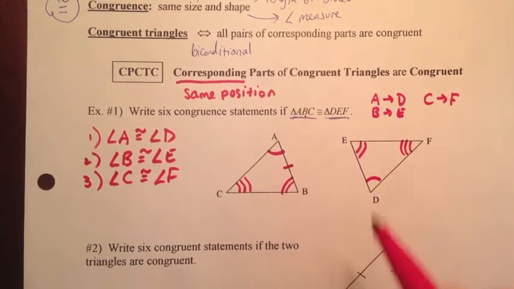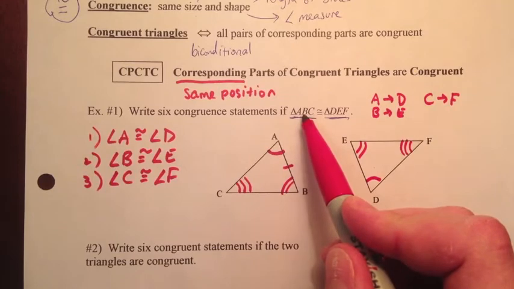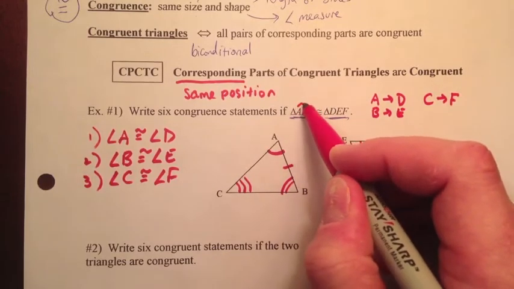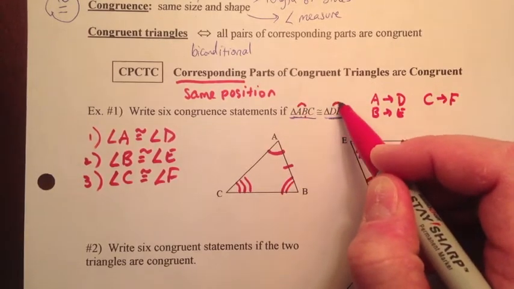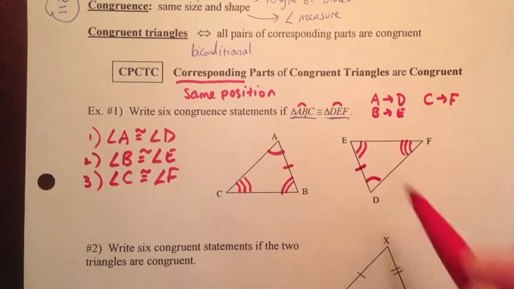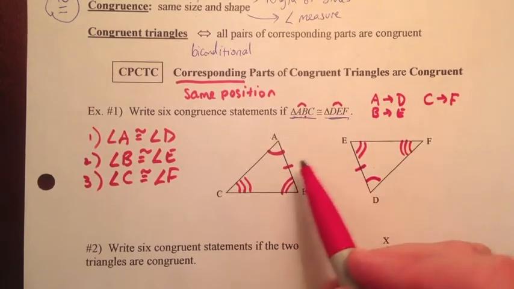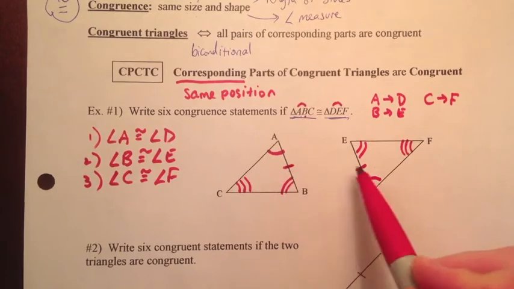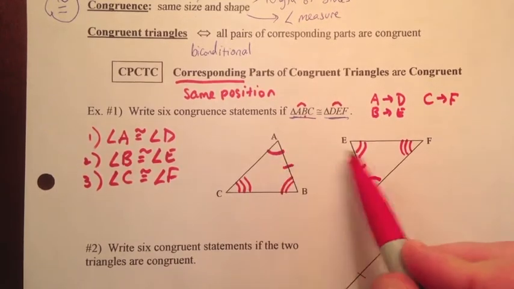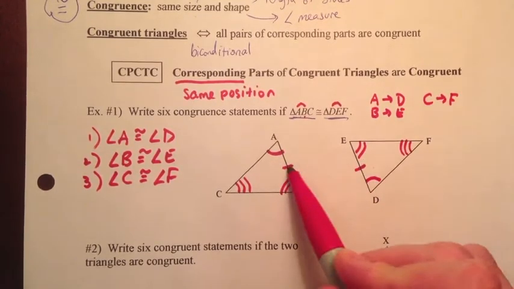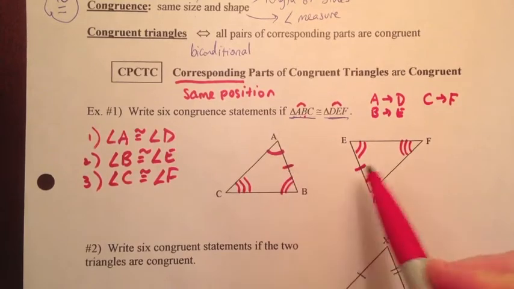Segment AB. Now AB is the first two letters, and the first two letters here are DE. Those correspond, they are congruent. Now I label sides with these little tally marks. Angles you label with arcs, but sides we label with these marks.